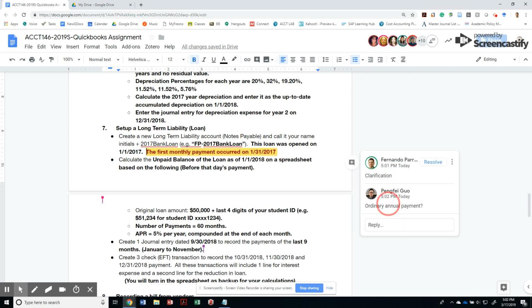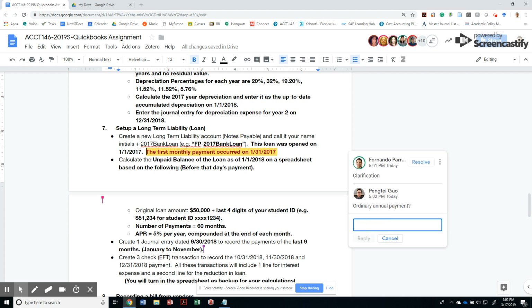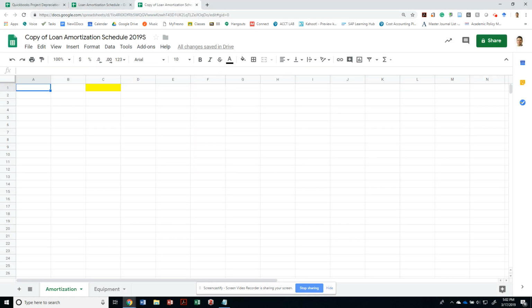And this is not an annual payment. This is going to be monthly payments, right? So anyway, let's go ahead and get started with that. And by that I mean you are generating monthly payments that accrue interest on a monthly basis as well. All right. So for this, we need an actual spreadsheet.